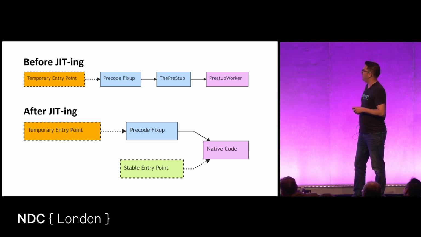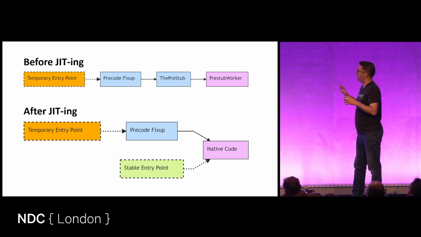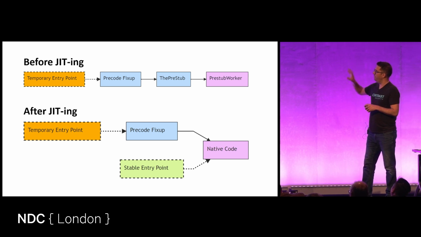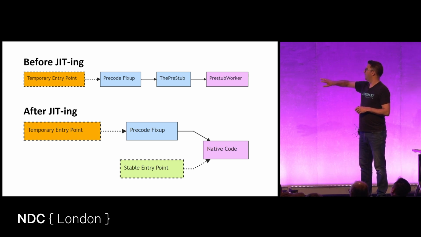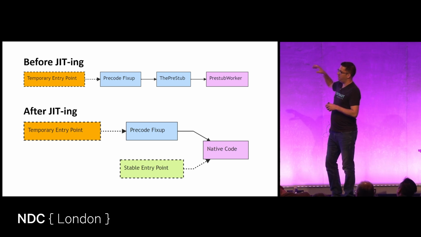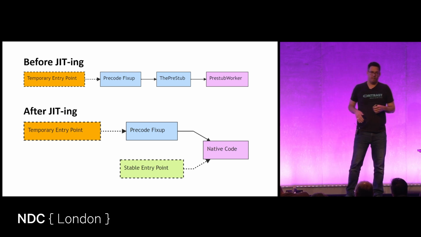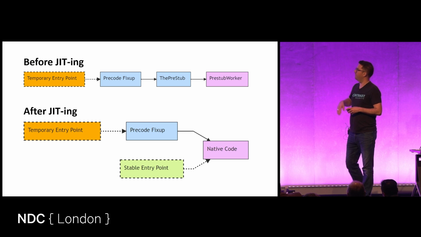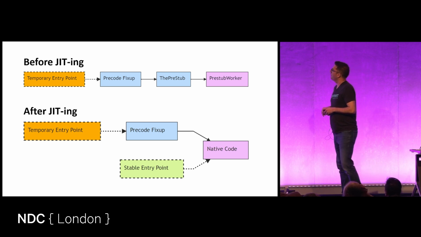Pre-code fix-up still has to exist for a bunch of scenarios, and can also help with things like generics and other places where we always need a stub. But there is a way to go straight to the native code. So the pre-stub is what's happening the first time, and if you debug code you can sometimes see it show up in a stack trace as pre-stub.